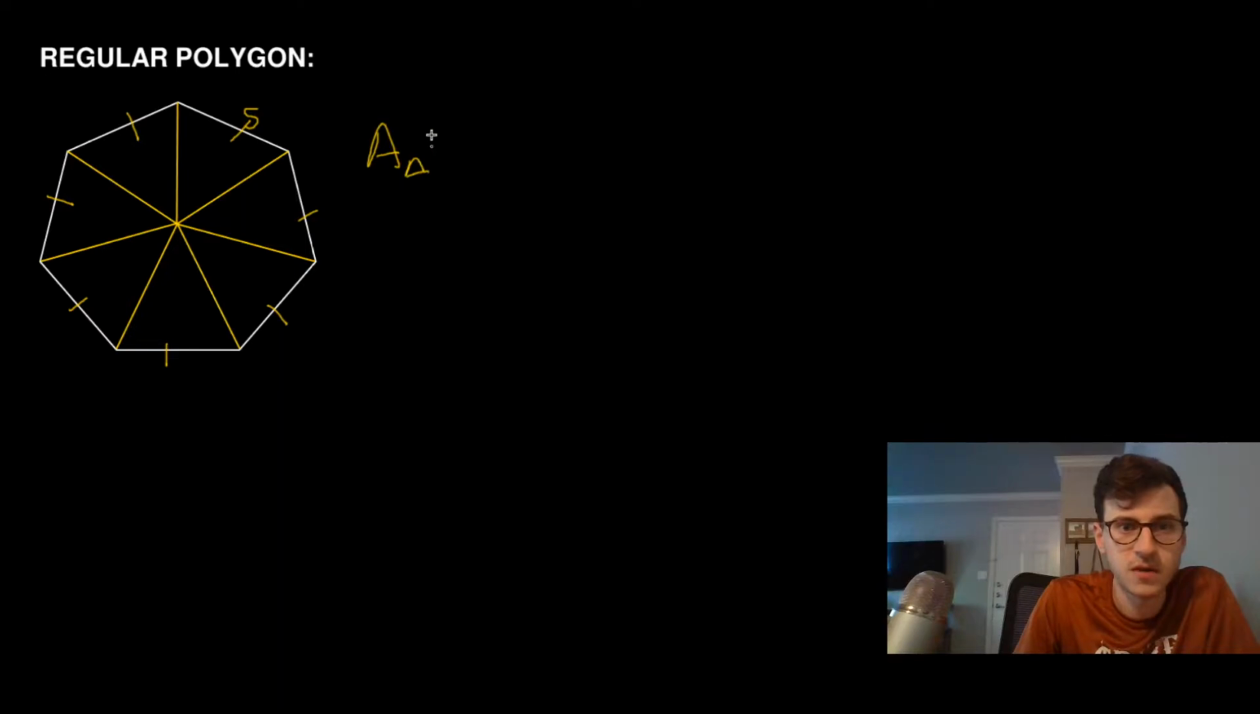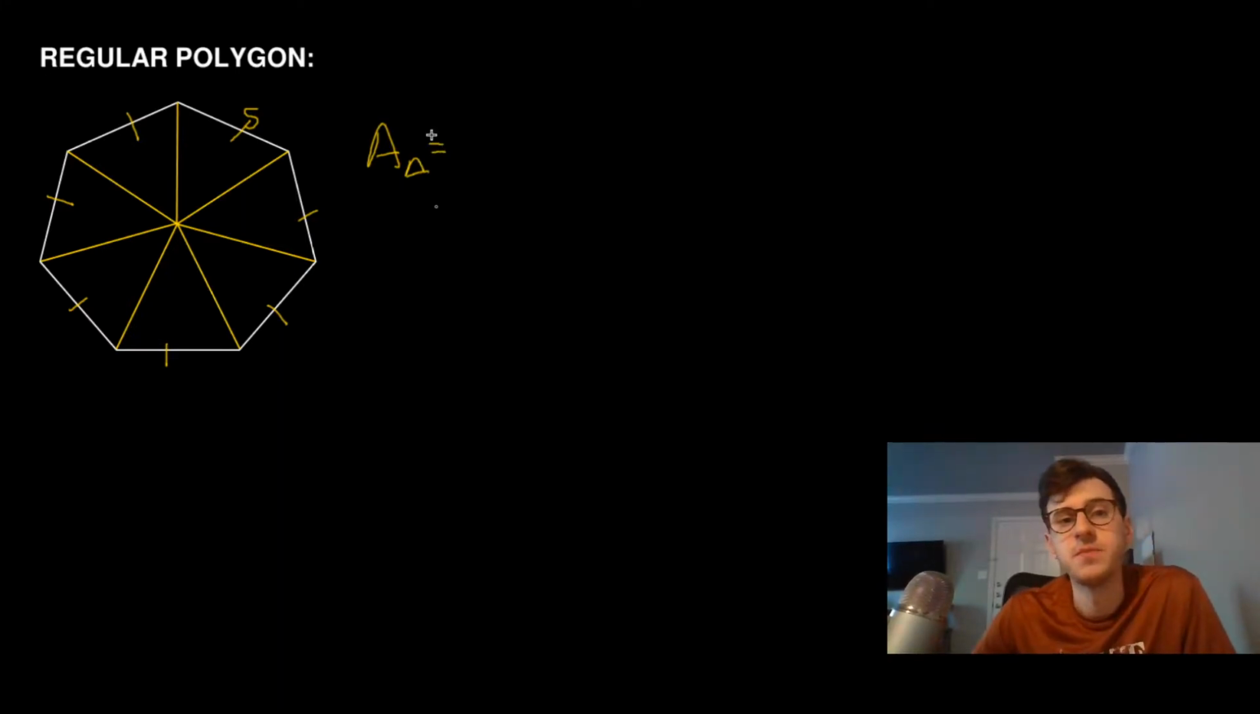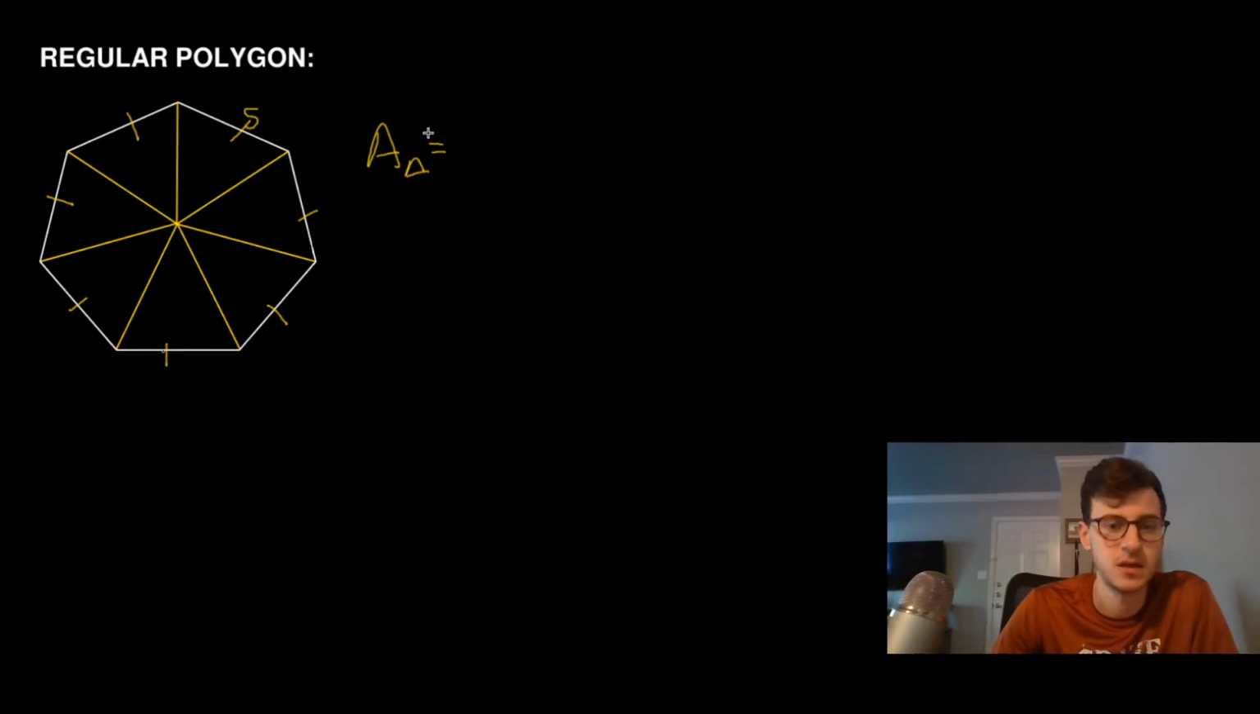The area of a triangle is 1/2 base times height. So the base for any of these triangles is just my side length S. But the height is something that we call the apothem. The apothem. So let's go ahead, I'll write that down. The apothem.